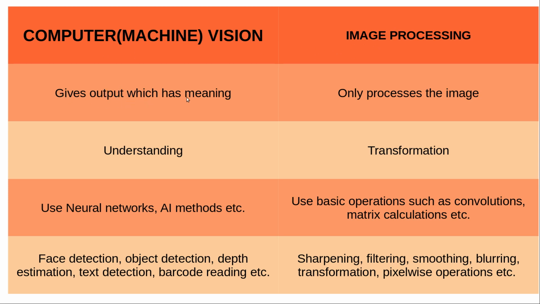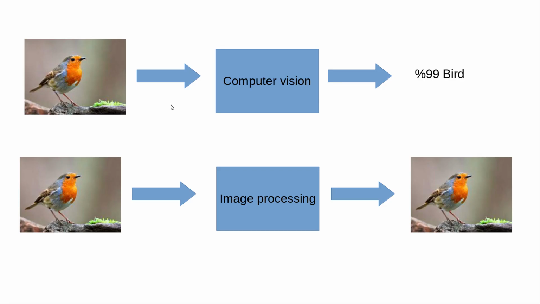It gives output which has meaning. It tells us about the input image, how it looks and what's inside that image, and so on. That is the information it will give us at the output. Image processing only processes the input image. For example, we give the image and at the output we get almost the same image, just the pixels inside that image will be different from the input. That's all.